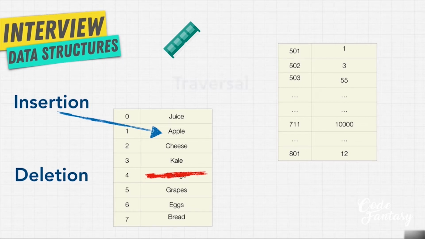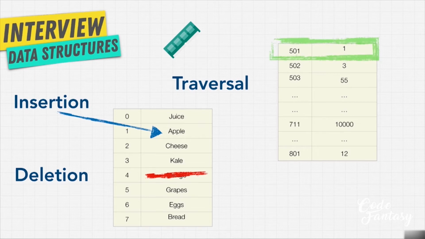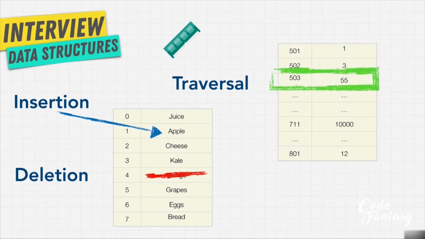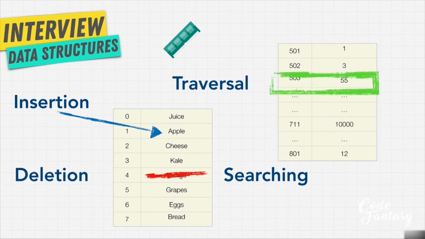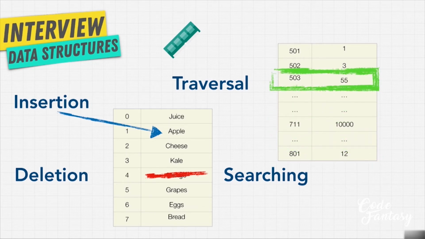Another type of action might be traversal, and we're going to see this a lot. Traversal simply means access each data item exactly once so that it can be processed. Another useful one is searching. We want to find out the location of the data item if it exists in a given collection. And then we also have things like sorting.